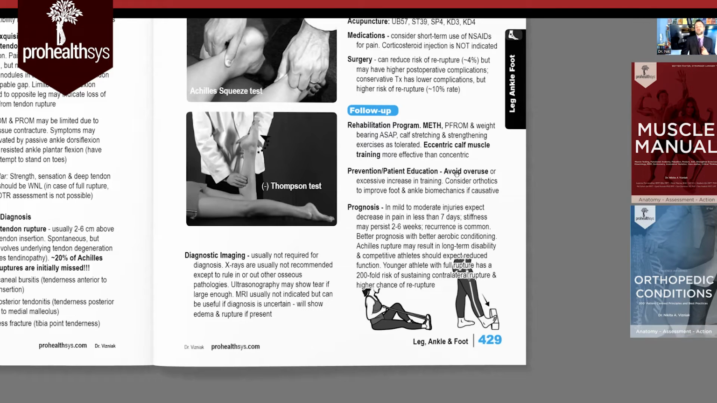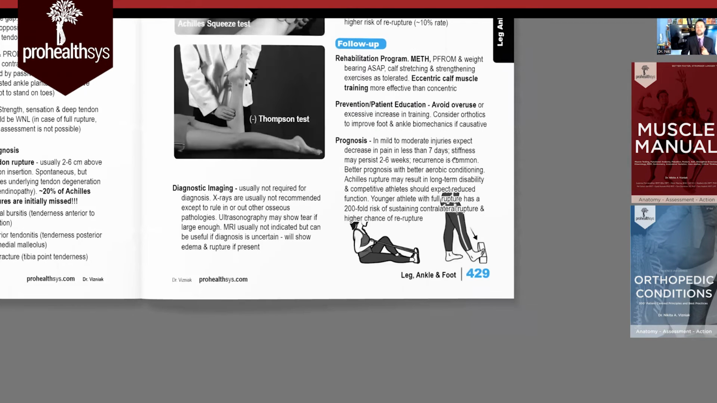So again, I would encourage you, as a basic treatment strategy, remodeling and challenging this tissue more may result in better outcomes, but avoid the overuse or extreme aggravation. Consider orthotics if you need those, or looking at your technique-specific activities. Prognosis in mild to moderate injuries, you can expect good outcomes. Stiffness may last for 2 to 6 weeks, but eventually they'll work their way through it. Recurrence is common, especially if you're not evaluating what the ergonomic differences are for that person.